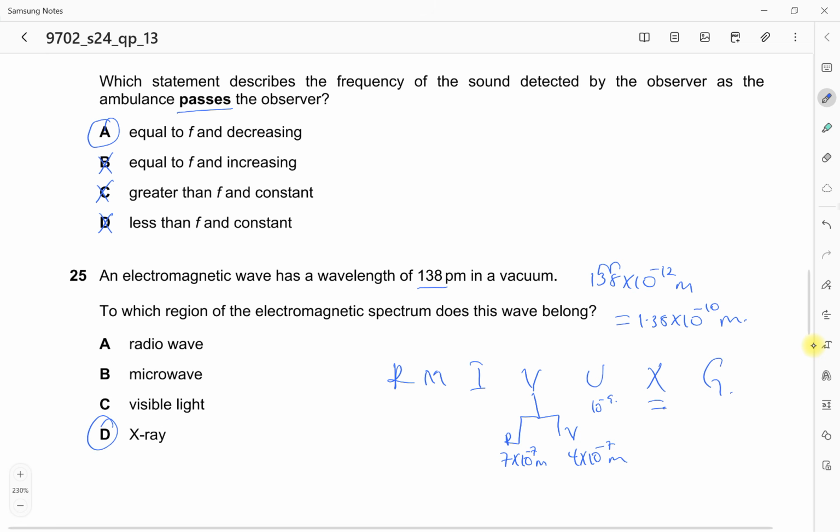because remember, these wavelengths overlap. So the answer is D. That's why they did not even put ultraviolet here, because ultraviolet will also be a candidate, because these ones overlap. So minus 10 is going to be on the right-hand side of the visible spectrum. So the answer is D.